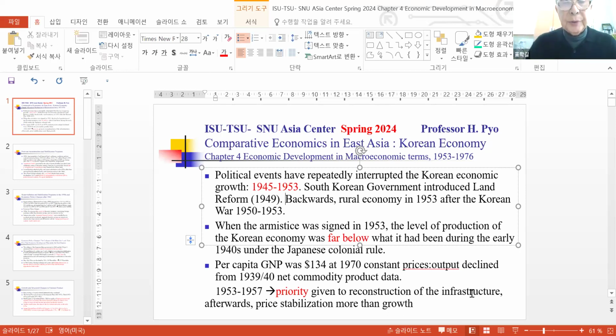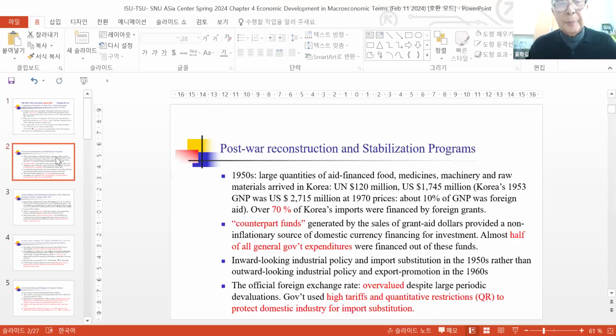So the South Korean situation, and I think North Korea too, was a similar situation. Priority had to be given first to reconstruction of the infrastructure. Afterwards, price stabilization more than growth. So that was the period of the 1950s.